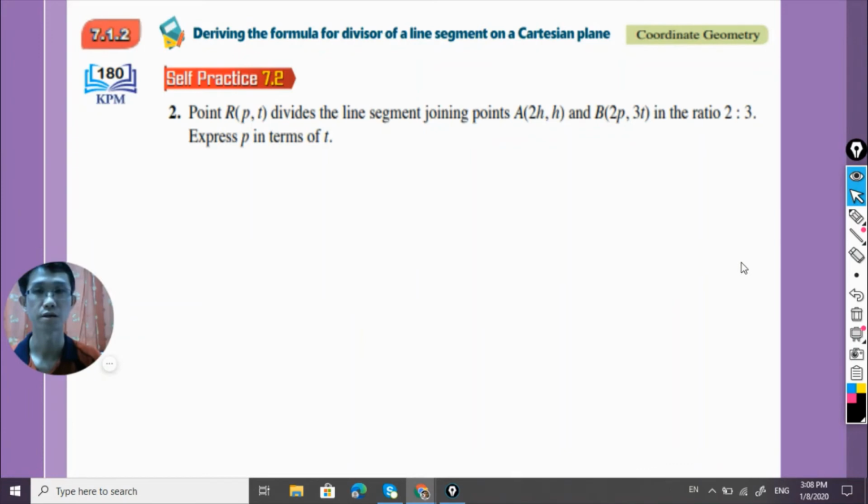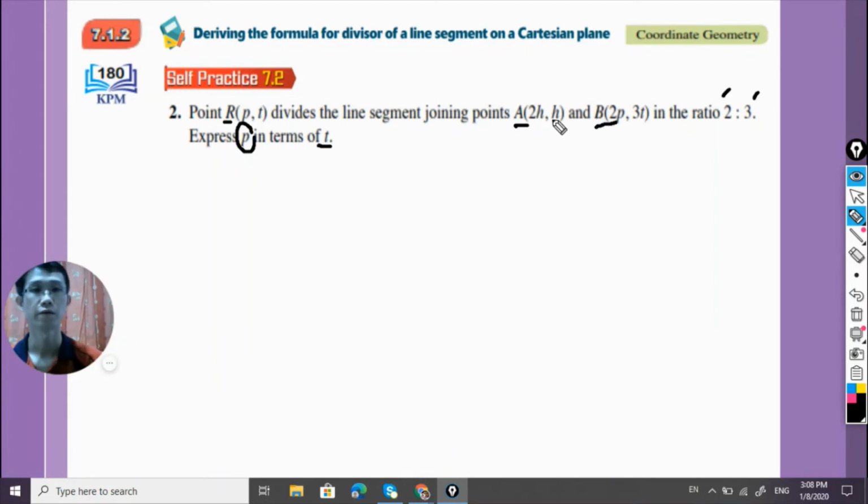So let us look at one more example before we end the class today. Here in this question, you are given that the point R, with coordinates P and T, divides the line segment joining the point A and the point B in the ratio 2 to 3. Express P in terms of T, so you have to get the subject P in terms of T.